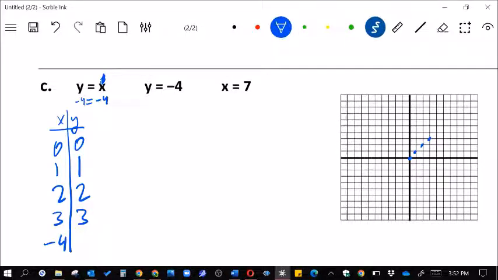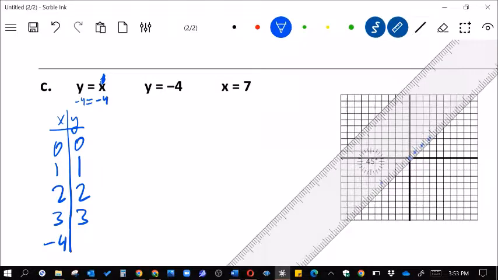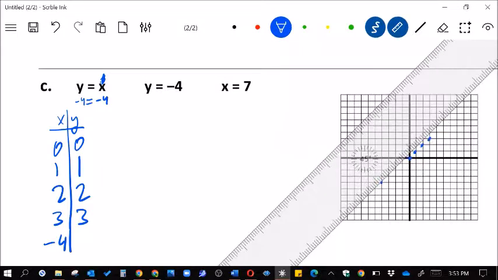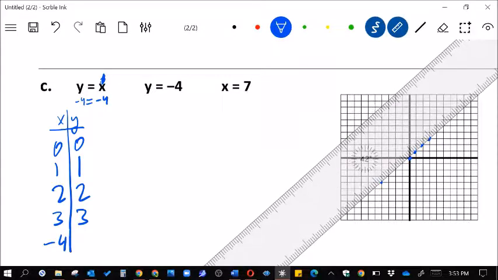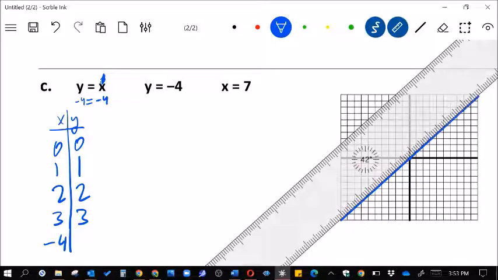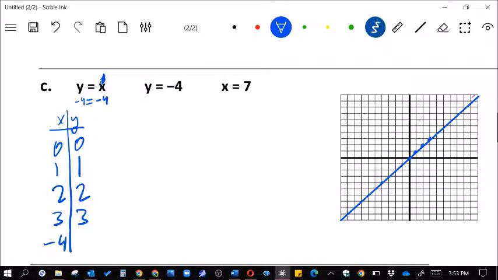Make more of a normal dot there. 1, 2, 3, 4, 3, 4. And then we'll put the line through it. Now, this one is a special line because it's the parent function for all linear equations.